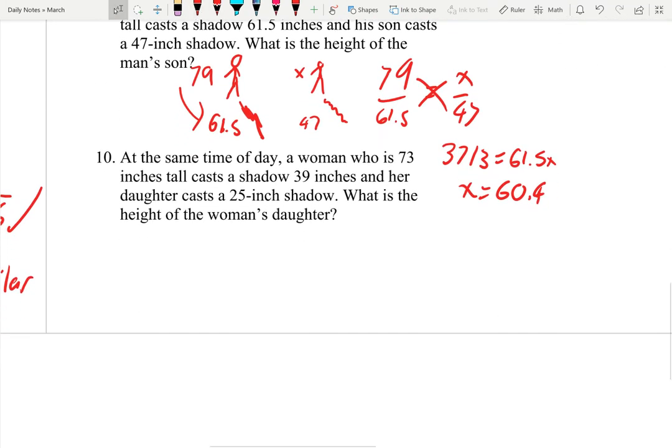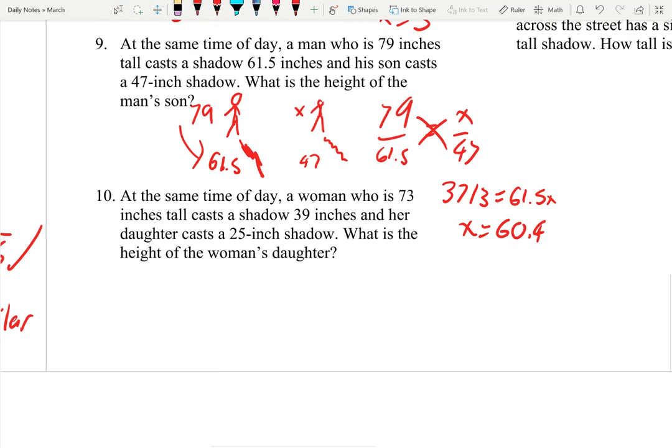And number 10, pretty much the same question. A woman who is 73 inches tall. So I'm just going to use the same picture I had, just change the numbers here. So we had a 73-inch tall woman with a 39-inch shadow. Her daughter casts a 25-inch shadow. How tall is the daughter?